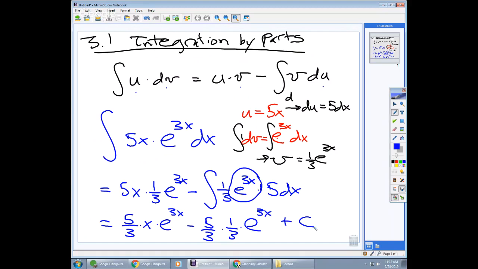Are you just taking the 1/3 out then? Are you referring to this 1/3 here? Yeah, I took 5 times 1/3 and pulled that out right there.